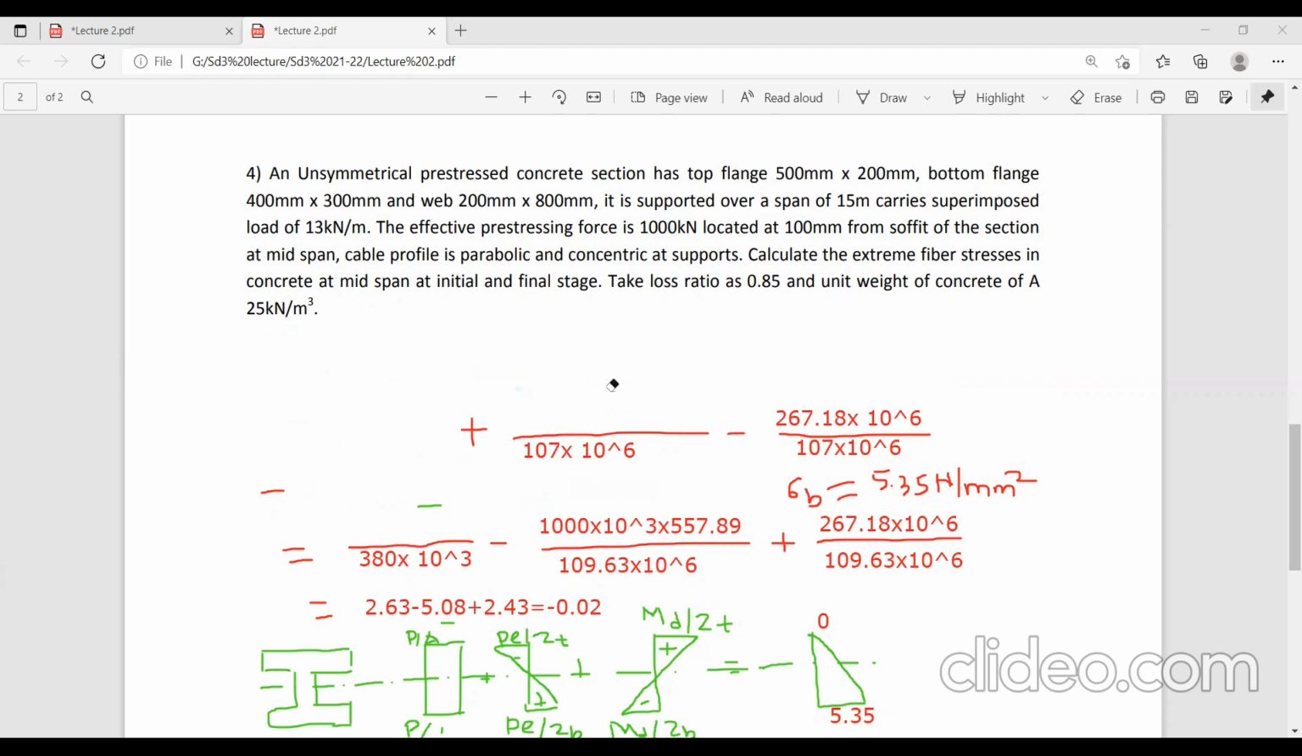So now, right, one second. Case 2: stresses at the final stage.